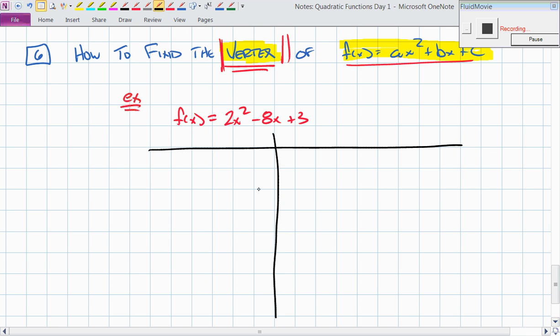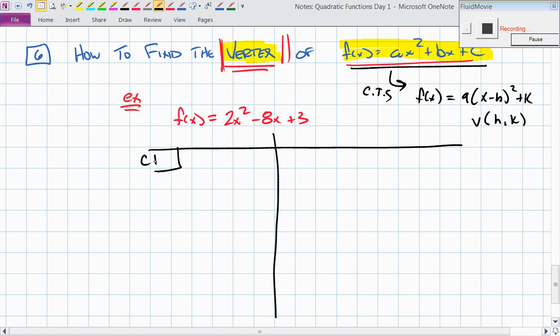Doesn't matter to me. We already know that there's something useful about having our standard form look like this: a times x minus h squared plus k. And the useful thing is that the vertex I can just read off as h comma k. So the question becomes, how do we get from this form to this form? The way that we do it is we complete the square. So I'm going to call this the completing the square way. The other way, I'm going to call it negative b over 2a, comma, f of negative b over 2a. Now, this way you're probably more familiar with.